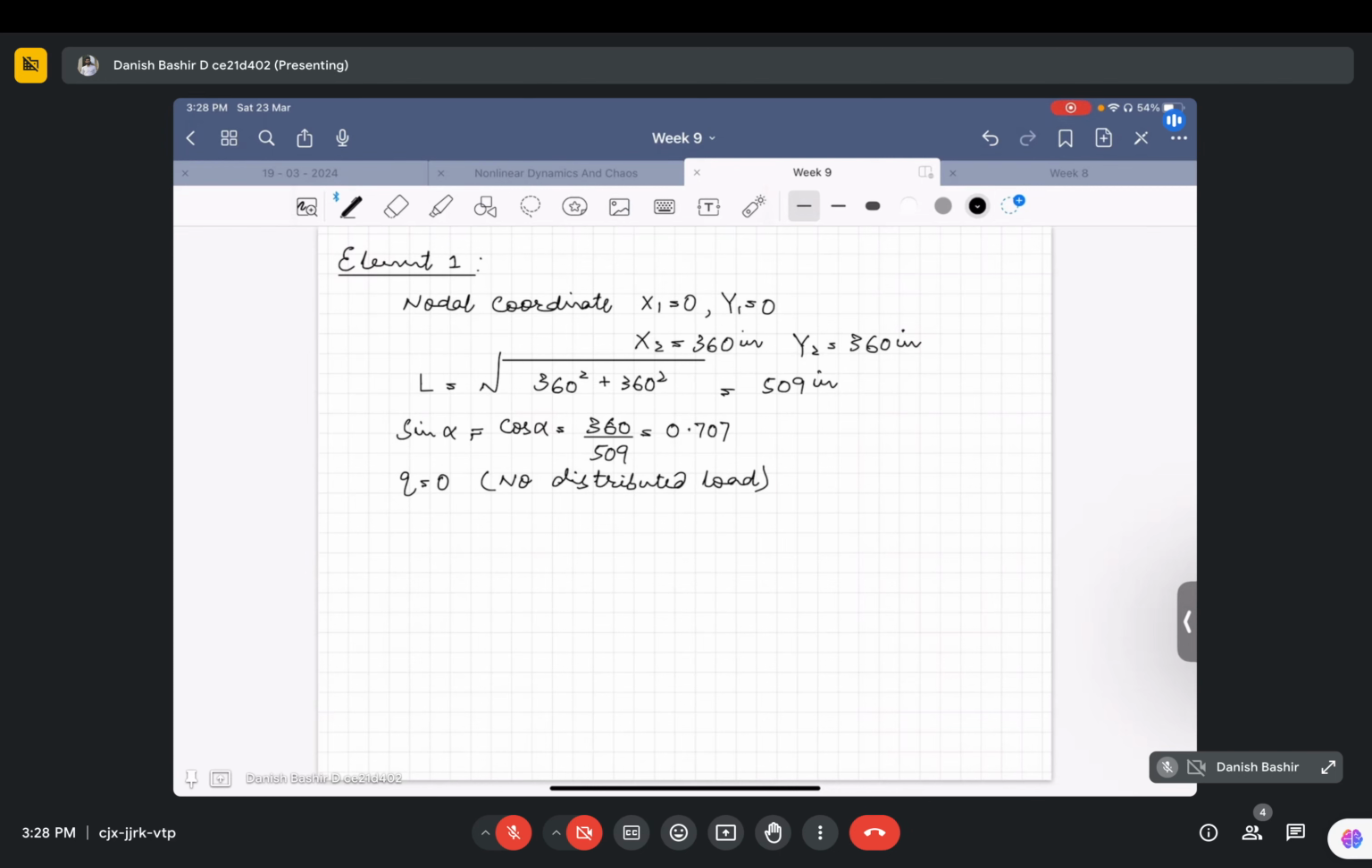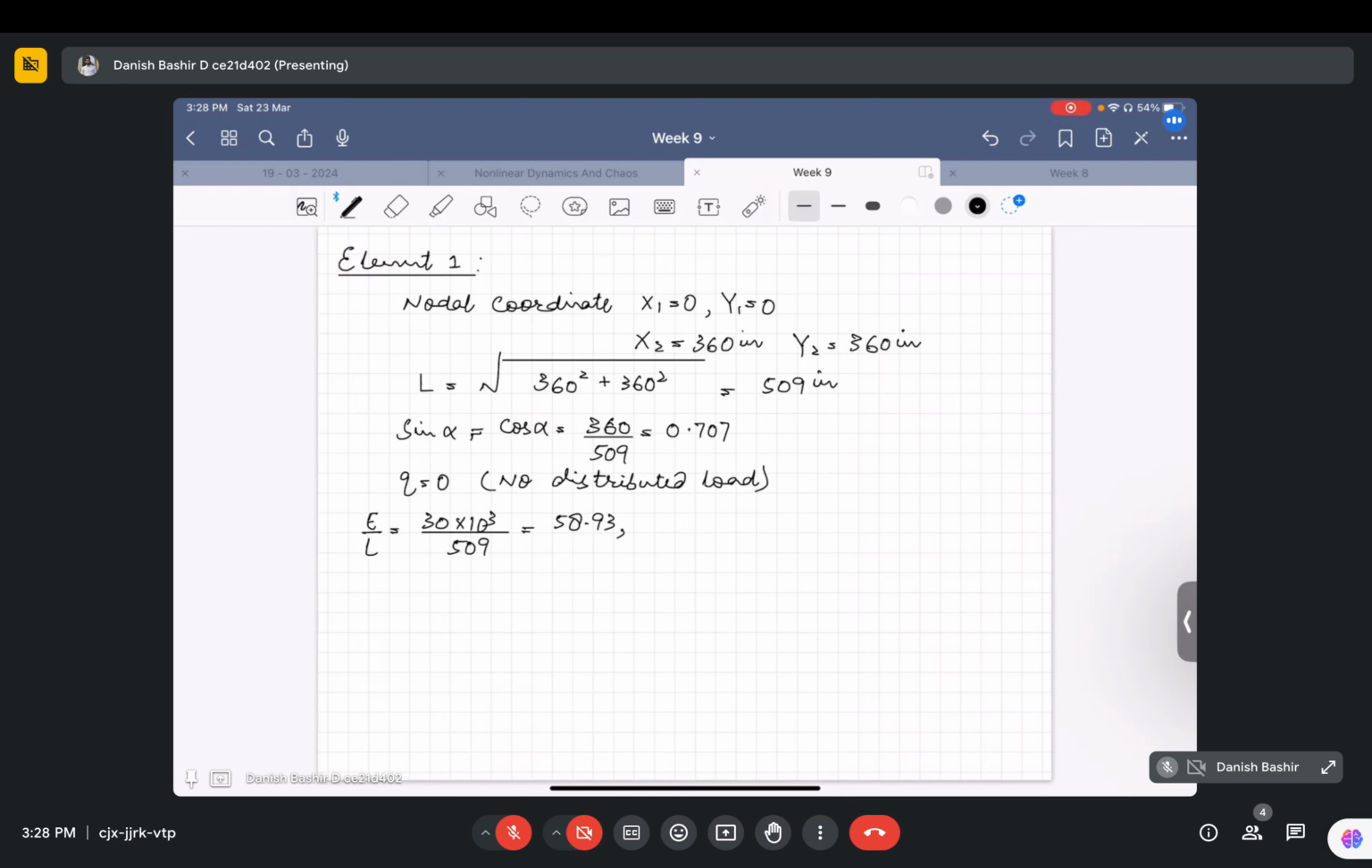There is no distributed load on this element. One more quantity we will be computing, that is E by L. It comes out to be 30 into 10 to the power 3 divided by L. L was 509 inch, so it comes out to be 58.93.